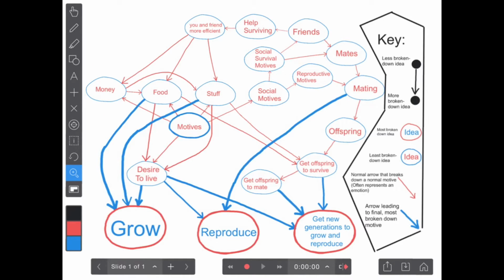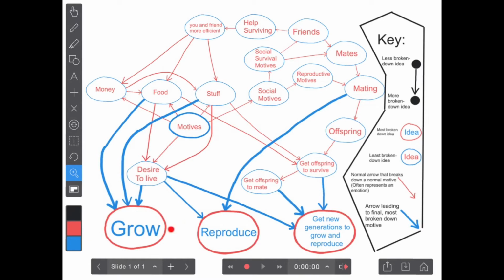There are also the social motives, which break down into this whole huge, big section that almost takes up half the chart, because social interactions are very complicated, also very emotional. That's why there are so many arrows that represent so many different emotions. I'm just talking about this first area right here that branches off of motives, which is the desire to live. You don't want to die. You want to live forever so that you can grow, reproduce, and get your kids to do the same.